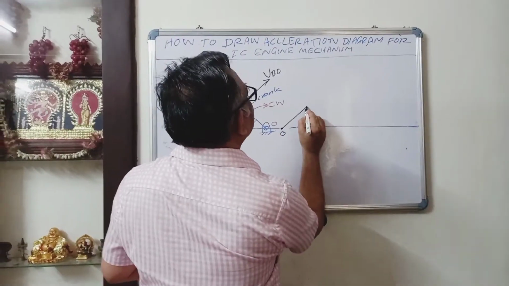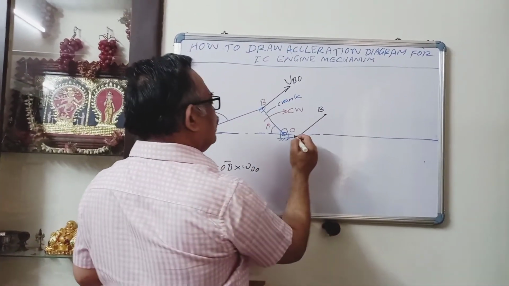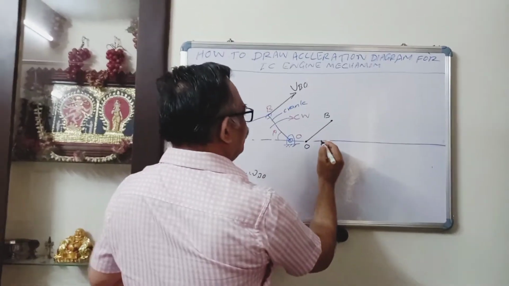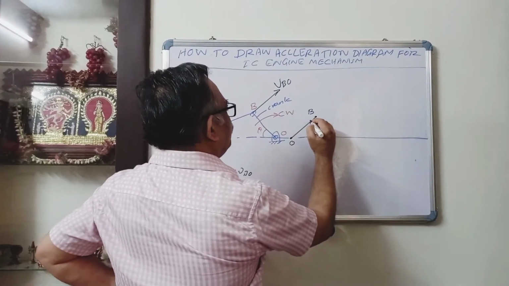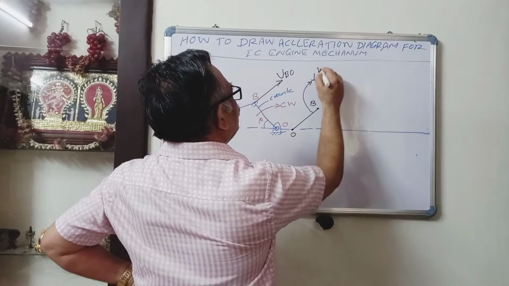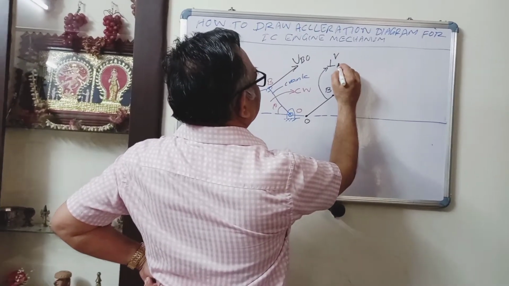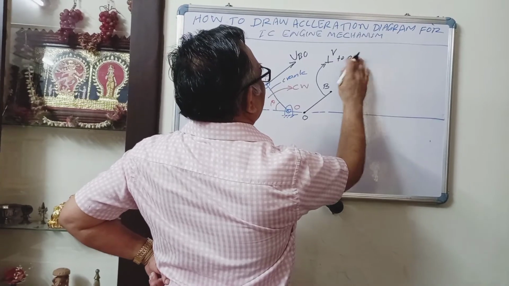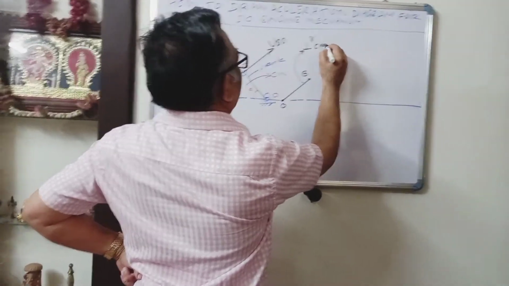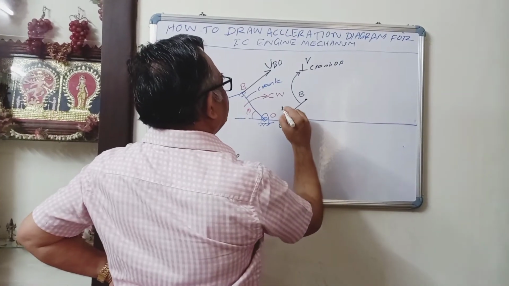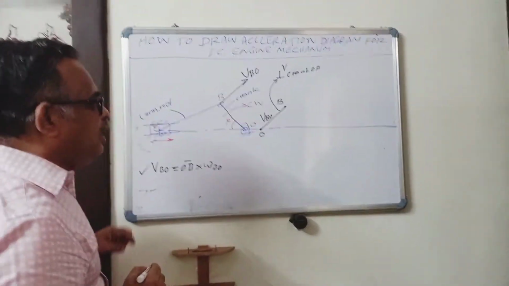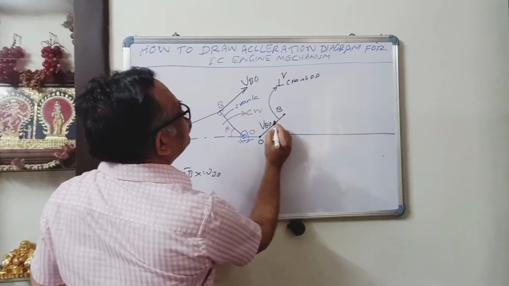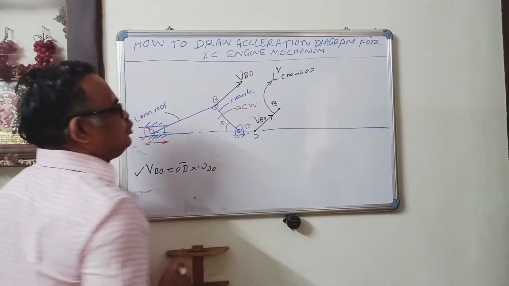Now this is point O and this is point B, right? The line OB is parallel to this, or rather it is perpendicular to this crank, right? So this particular line is perpendicular to crank OB. Now this is velocity of B with respect to O, right? And which direction will it be? It will be along this. So velocity of B relative to O will be like this, right?